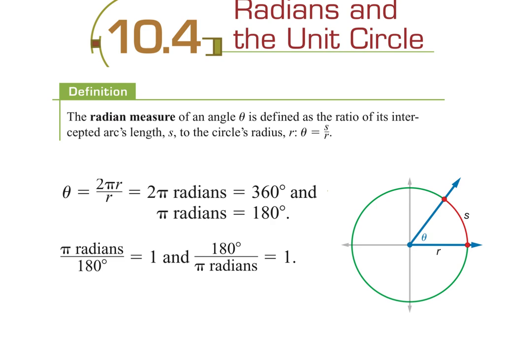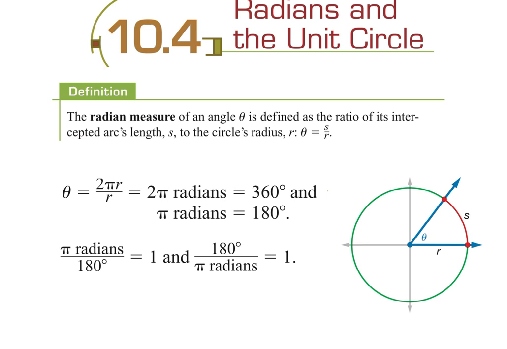The first definition we're going to look at is the term radian measure of the angle theta. It's defined as the ratio of its intercepted arc length, which is s, to the circle's radius, which is r. So in radians, it's basically defined, and as you get into word problems later on in trig, you'll see this s over r, which just means the arc length divided by the radius.